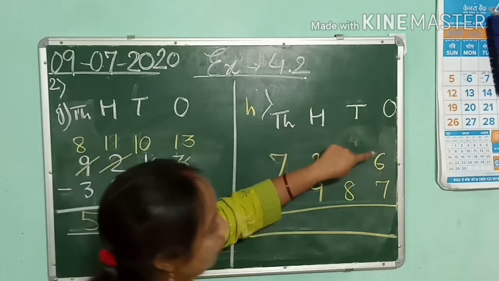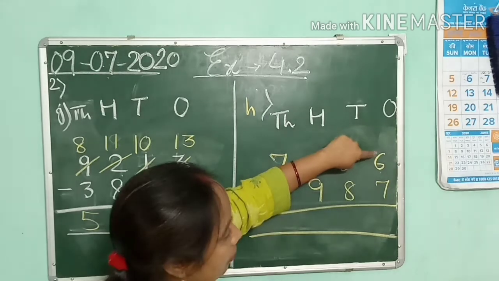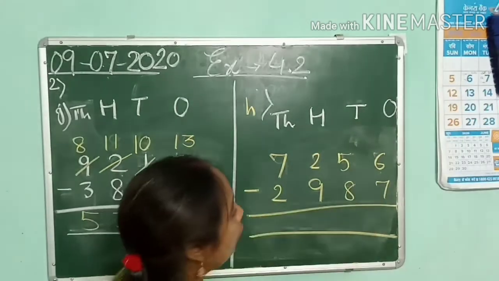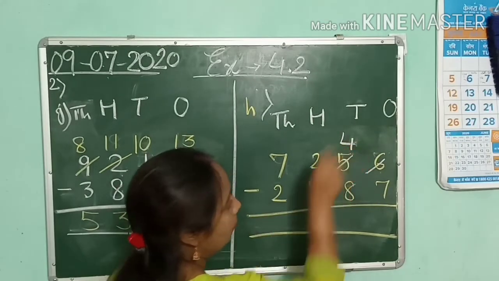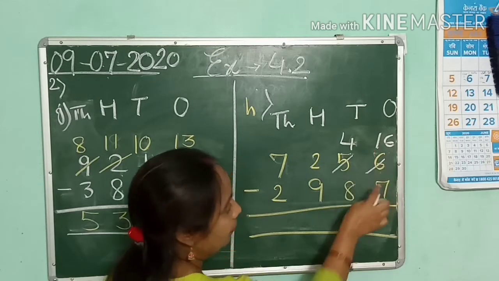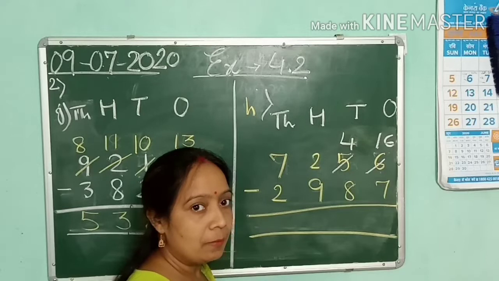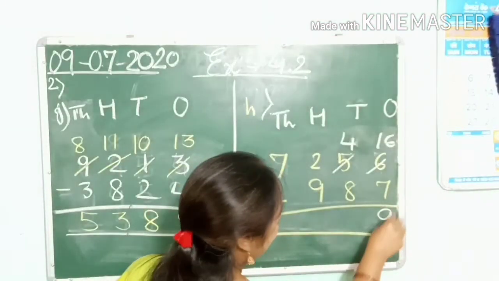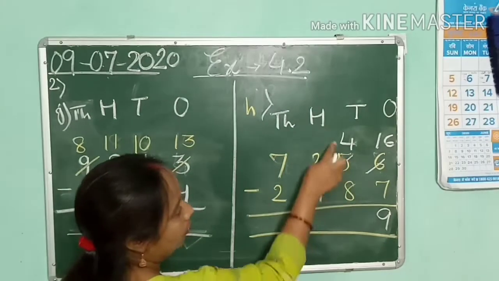Again you look under the ones column, children. Under the ones column you have to subtract 7 from 6. It's not possible because 6 is smaller than 7. So 6 will borrow from 5. 5 becomes what? 4. And this 6 becomes 16. 16 minus 7? Yes, you count in figures. Tell me, 16 minus 7? Yes. What you are getting? 9.